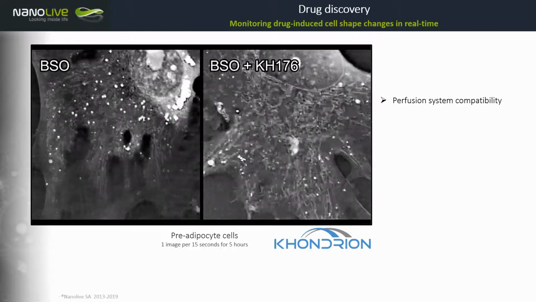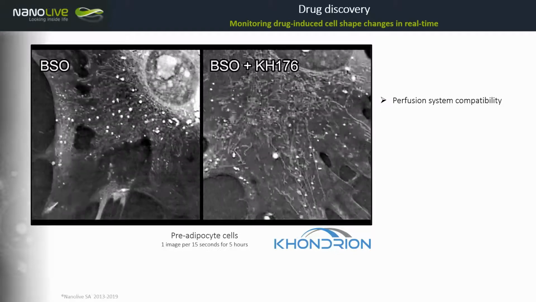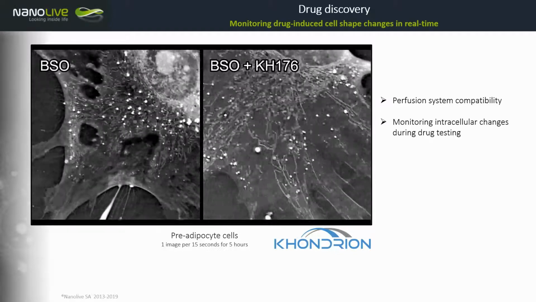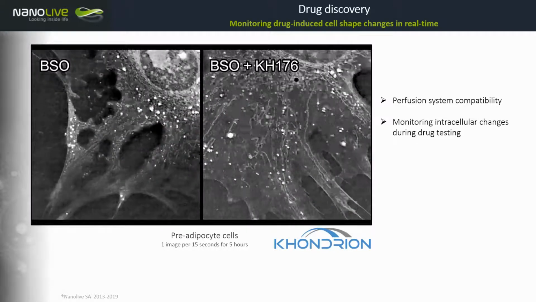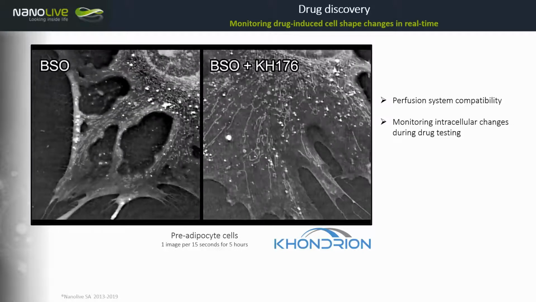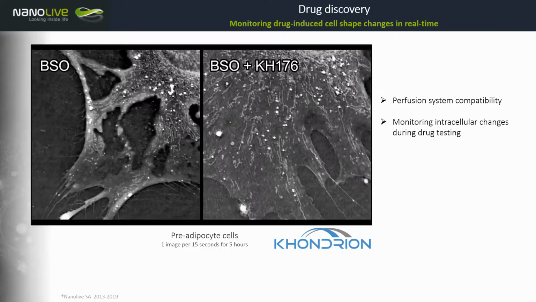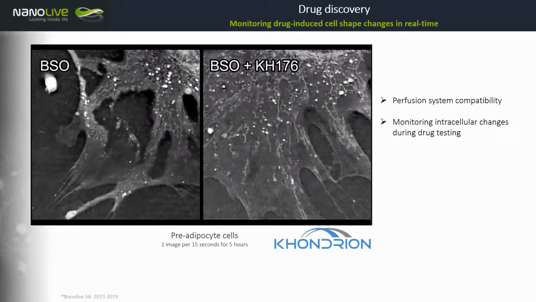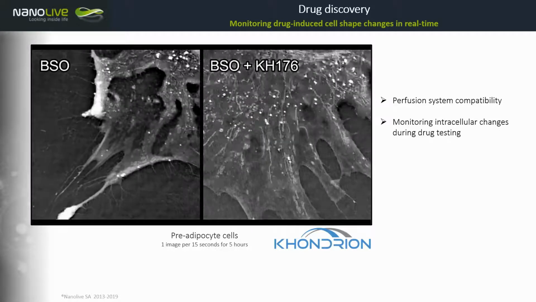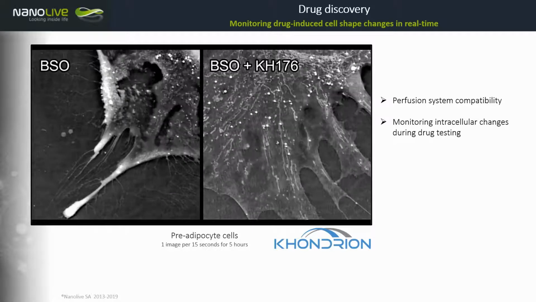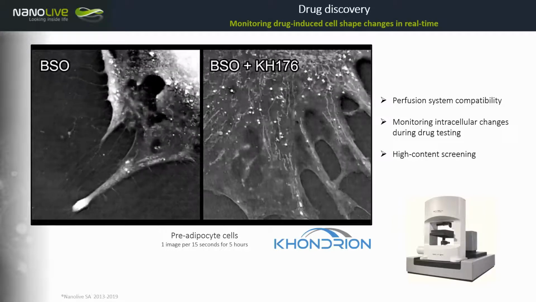It is also possible to apply perfusion systems to the incubation chamber, which can provide a great advantage when monitoring intracellular dynamics in living cells for drug discovery. Here, we have an example done by Chondrion, a pharmaceutical company focusing on mitochondrial diseases. Notice how Chondrion's drug candidate is seen rescuing the cytotoxic effect induced by buthionine sulfoximine. Thanks to the automated stage, with 96 well-plate compatibility, the system is also suitable for high-content screening.